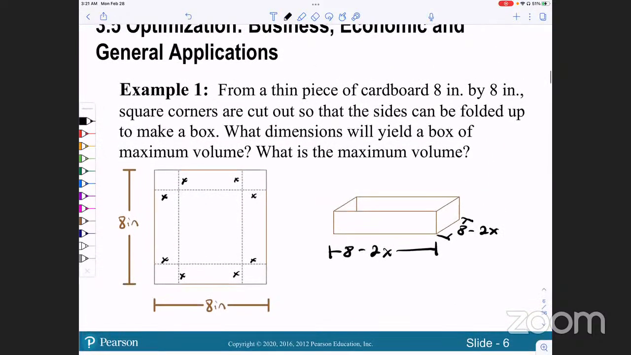So it says from a thin piece of cardboard, where corners are cut so that the sides can be folded up to make a box, what dimensions will yield a box of maximum volume? All right, so we want to maximize the volume, right? Volume is going to be the length times the width times the height, and the height from here to here is x.